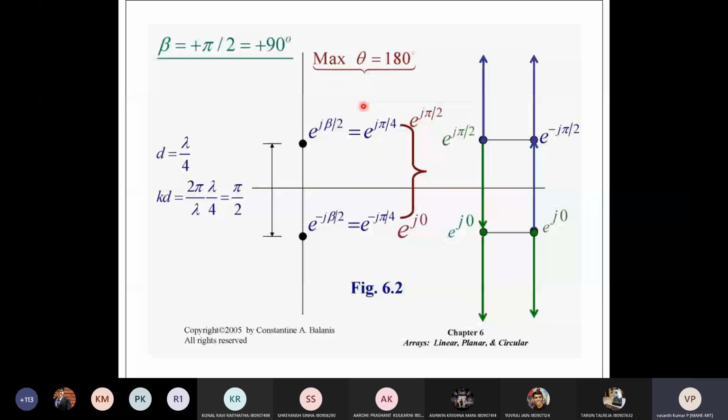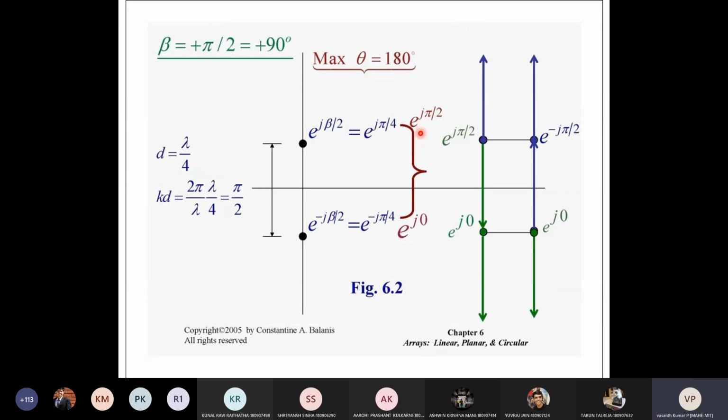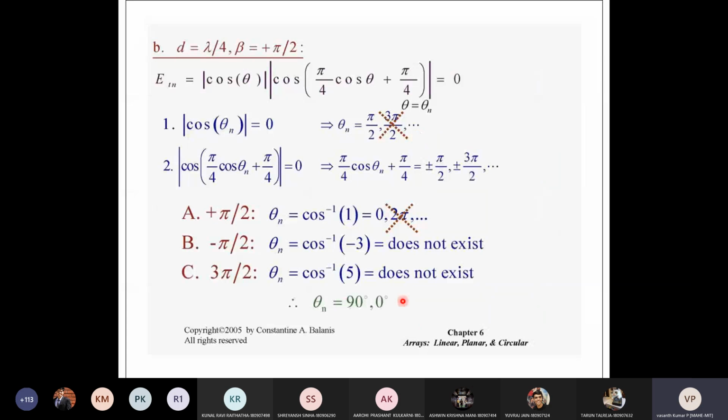So you can see here maxima at 180 degrees. Both the element factor and array factor have maxima at 180 degrees. This is the array factor. It has 0 at theta is equal to 0 degrees. We have seen that in the previous slide.